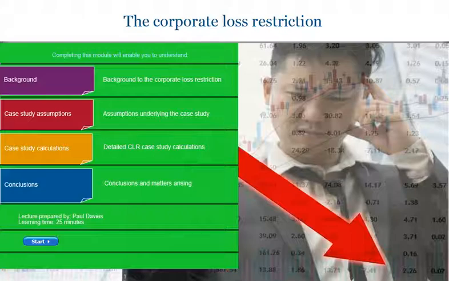We will start by providing some background to the CILR. Next, we will present the underlying case study assumptions. In the third and principal part of the module, we will run through the required CILR calculations in some detail. We will then finish by drawing together some conclusions on basic tax planning in relation to the CILR.